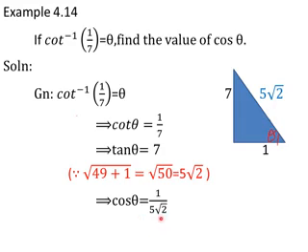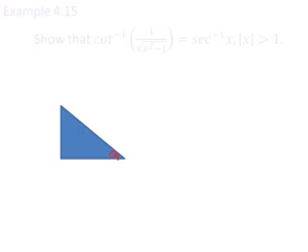Now you can find the value of cos theta. Cos theta is equal to what? Adjacent side by hypotenuse. So 1 divided by 5 root 2.